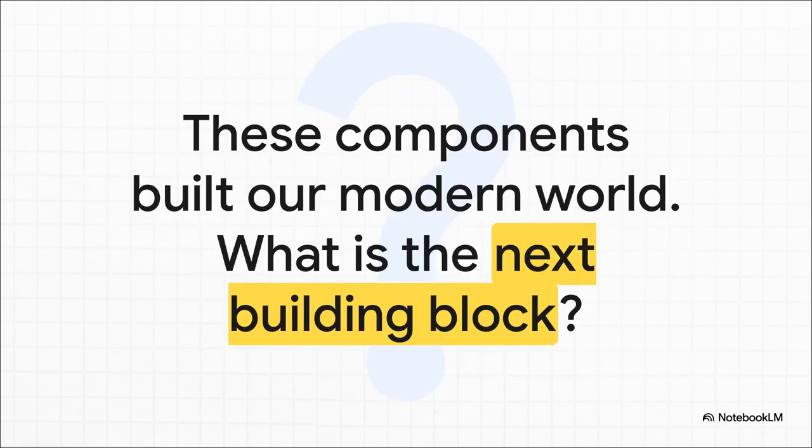So there you have it. From taming wild electricity to performing trillions of calculations every second, these two components, the diode and the transistor, are truly the building blocks of our modern world. They've completely reshaped our reality. Which, of course, leaves us with one massive question to think about. What's the next building block going to be?